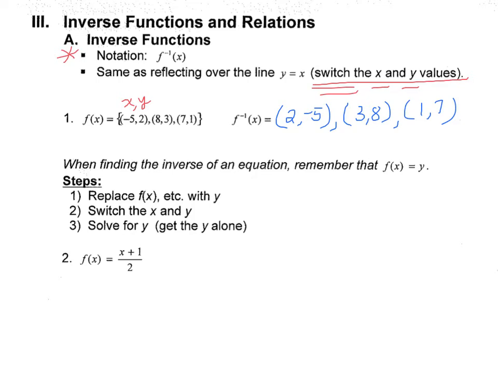All right, let's go on further and see what else it has to say here. When finding the inverse of an equation, remember f of x always stands for y. That's very important to know, because what you're going to need to do is replace f of x with y, switch the x and the y, and then solve for y. So what you're doing is making sure you have a y value in the equation, then you're going to switch your x and y and solve for y again. Get y by itself. All right, copy those steps down in example number 2, and then come back and we'll continue on.